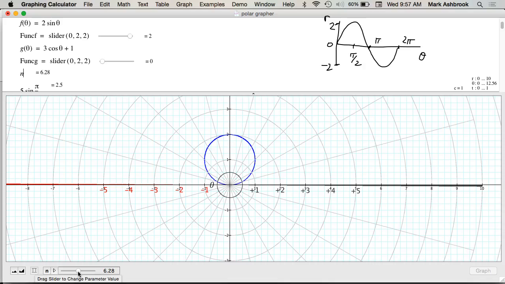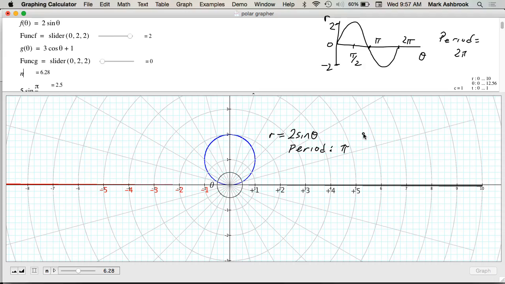So here, the period of the sine function is 2 pi. But this same function, r equals 2 sine theta, what's its period as a polar graph? How long did it take before it repeated? How long was one cycle? Pi, right? So all those points got repeated, and all it took was pi.